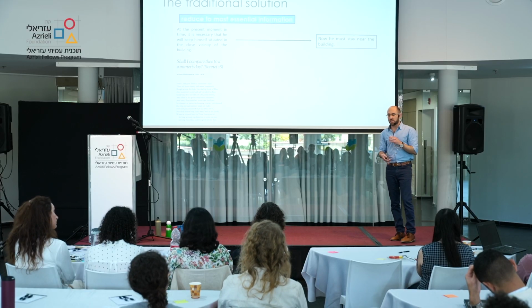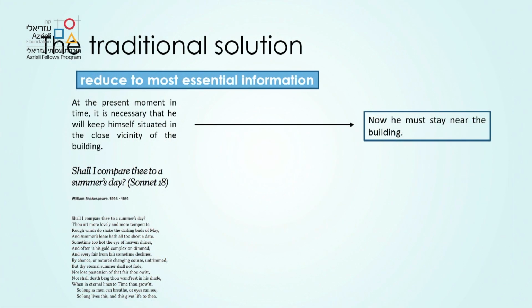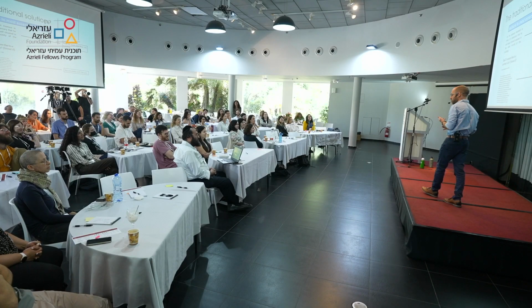But now what happens if we try to do the same thing for a different type of text, like this famous sonnet by Shakespeare? "Shall I compare thee to a summer's day, thou art more lovely and more temperate, rough winds do shake the darling buds of May," and so on. If we try to apply the same reduction method to this poem, we end up with a single bottom line that captures something from the meaning of the original text, right? But it obviously loses a lot of this meaning and the crucial nuances that the poem had.